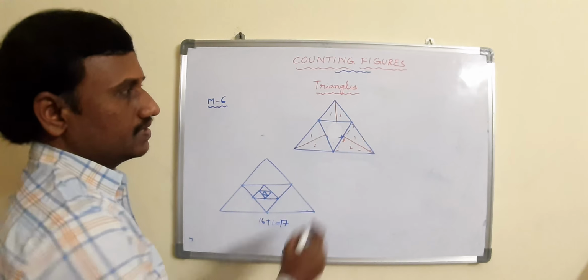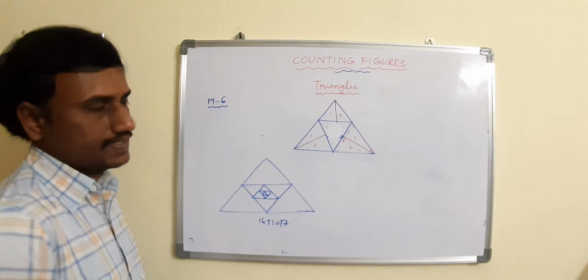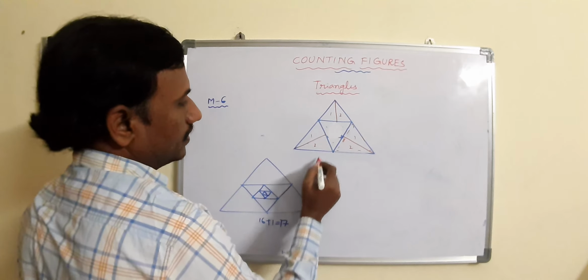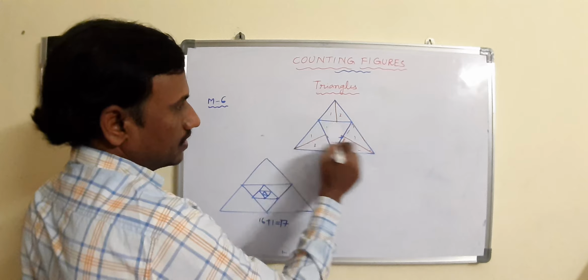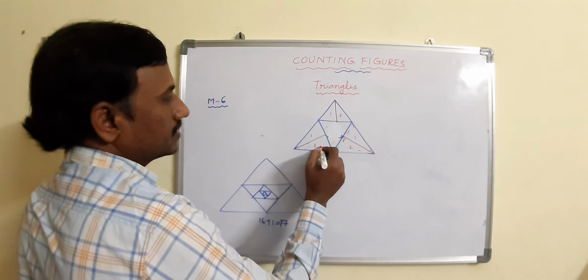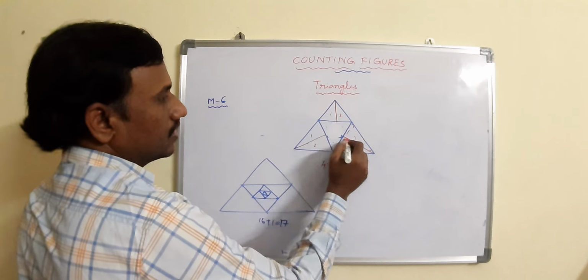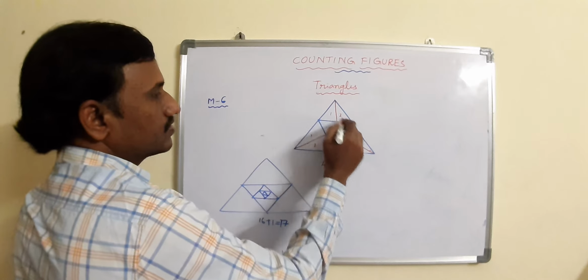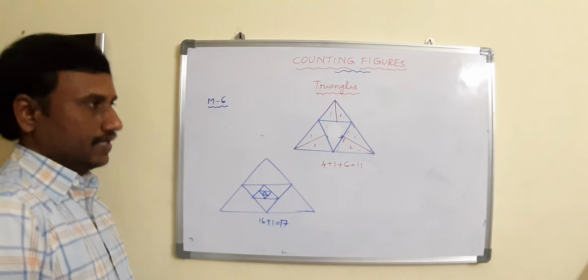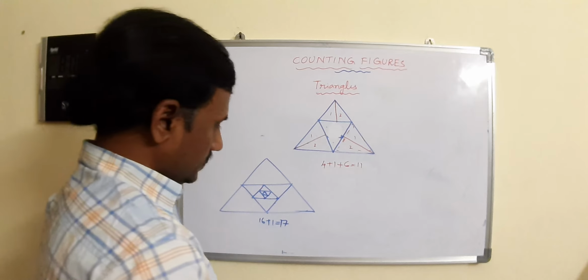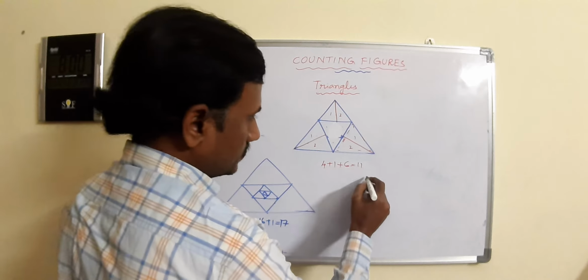That means how many extra are we having? 6 extra. Already we are having 4 plus 1, this big triangle. And how many partitions in total? Because of these lines, how many extra did we get? 2 plus 2 plus 2, 6 we got. Then in total how many triangles are we having? 11 triangles. And for this, one more question like this.